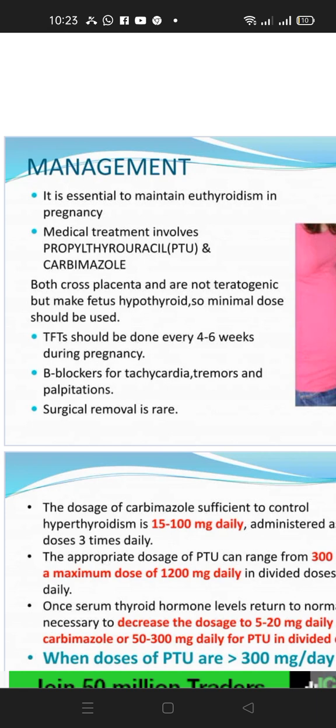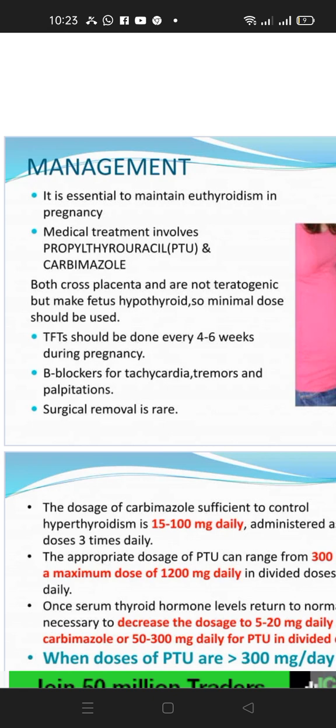However, propylthiouracil is basically excreted from the liver, so we avoid it in order to avoid maternal hepatotoxicity. And also the important thing is that propylthiouracil is comparatively less teratogenic as compared to methimazole. Methimazole may lead to an increased risk of atresia, esophageal atresia.